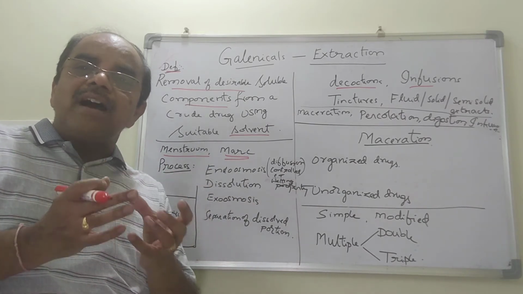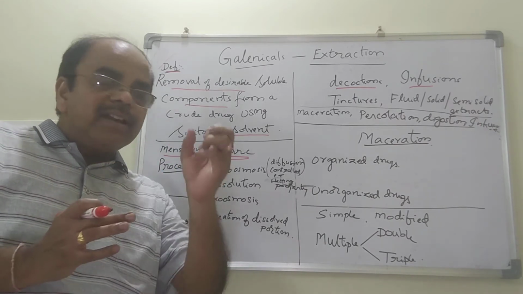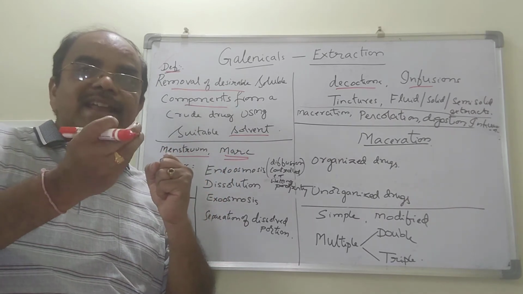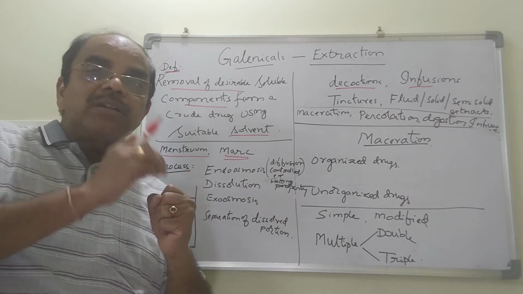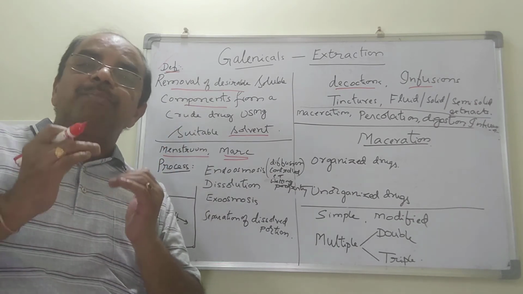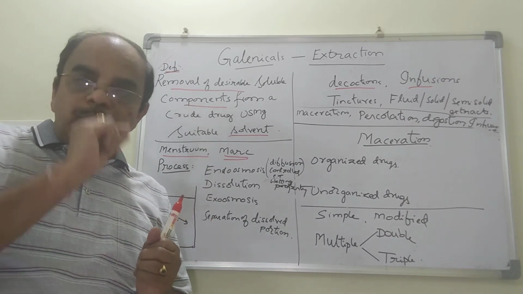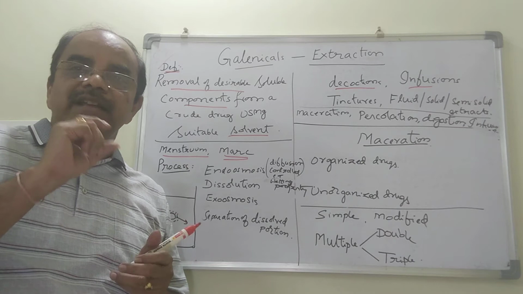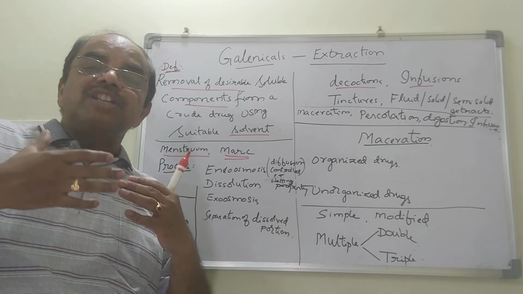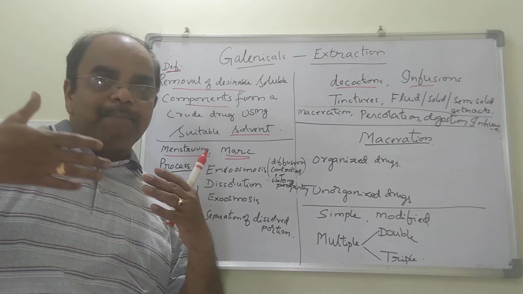When you add alcohol or water, let us take water as an example, there is a possibility of imbibition. What is imbibition? Swelling of the drug. The solvent enters inside the crude drug particle and there is swelling, called imbibition. If you are using alcohol, imbibition is a little less. The cell wall has pores and capillaries. The solvent, otherwise called the menstruum, passes through the pores and capillary walls inside.